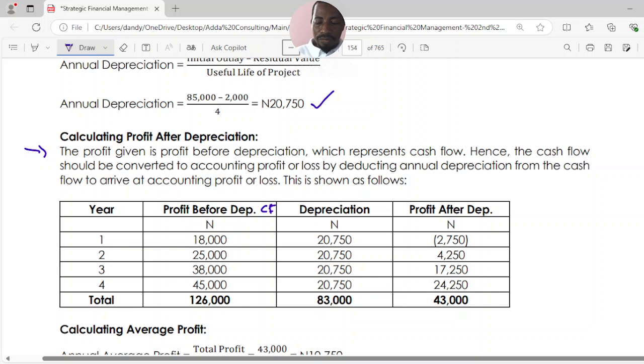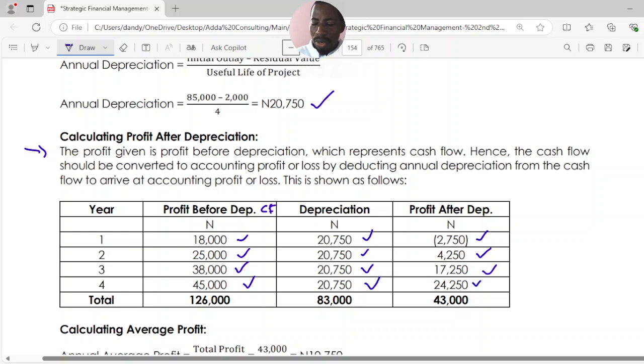Therefore, for me to be able to get profits after depreciation, which is the main profit that we're supposed to use for calculating accounting rate of return, 18,000 minus 20,750 will give me minus 2,750. 25,000 minus 20,750 will produce 4,250. 38,000 minus 20,750 will produce 17,250. 45,000 minus 20,750 will produce 24,250.